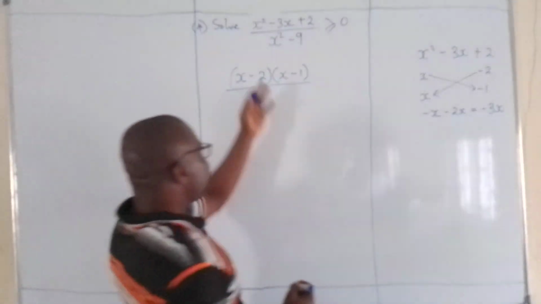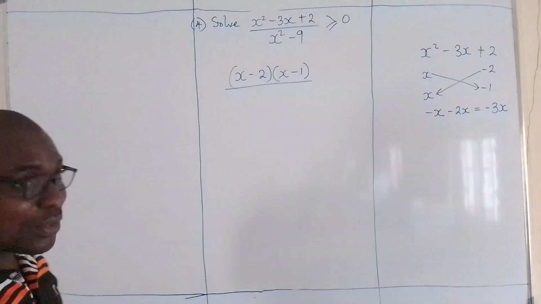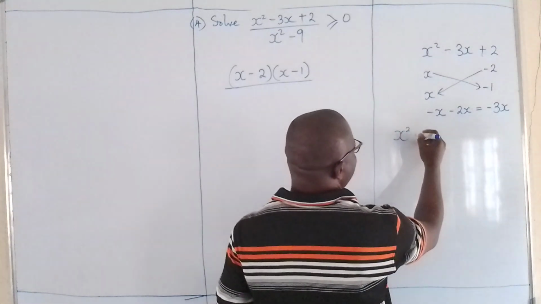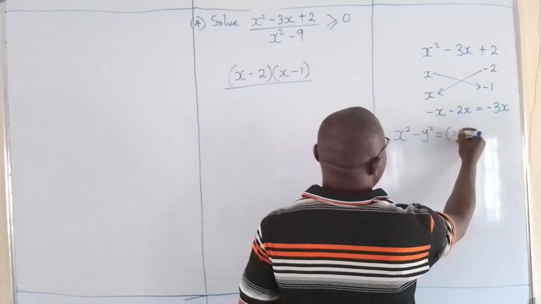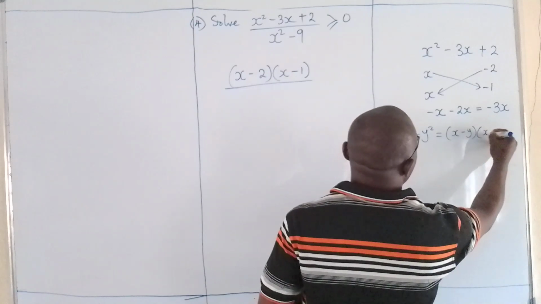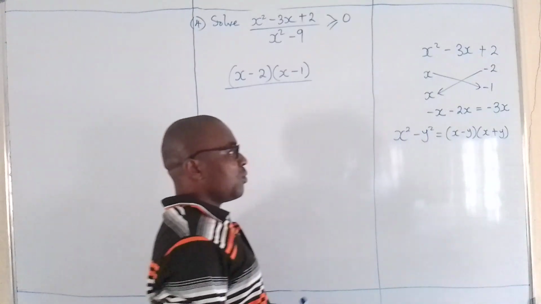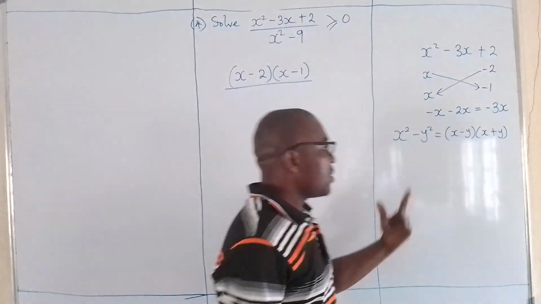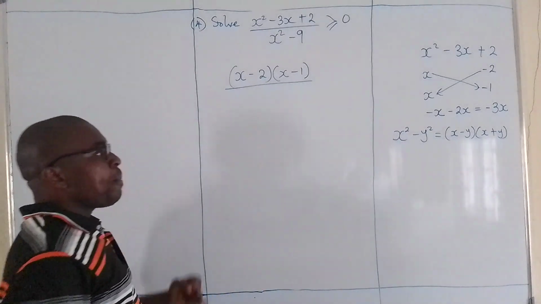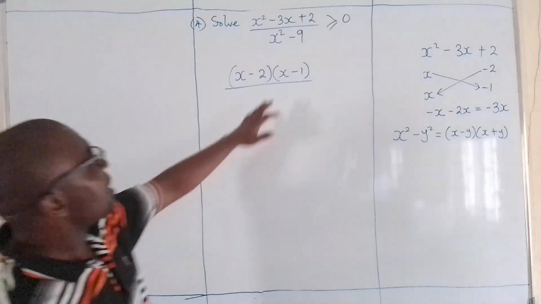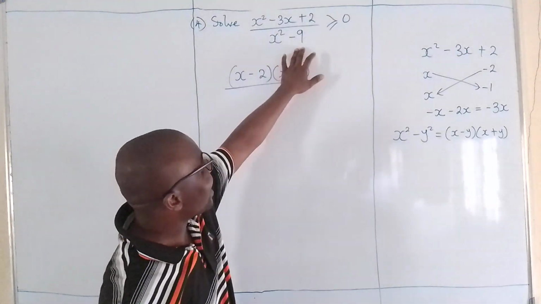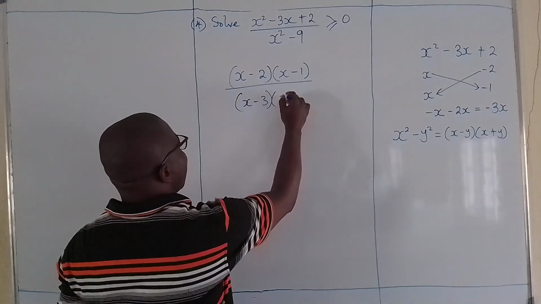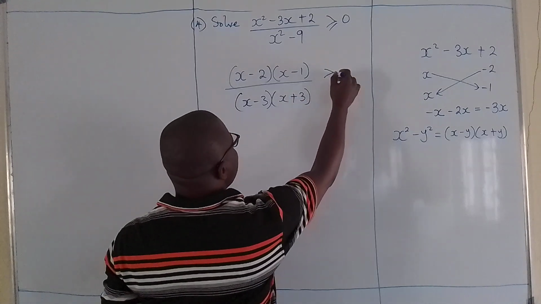Over to the denominator. The denominator is what we call difference of two squares. Recall that if you have an expression like x squared minus y squared, that is the same thing as one bracket carrying a negative sign and another bracket carrying a positive sign. If you expand this, you have back this. So this is the same thing as saying x squared minus 3 squared. One bracket will carry a negative sign and another will carry a positive sign, greater than or equal to 0.